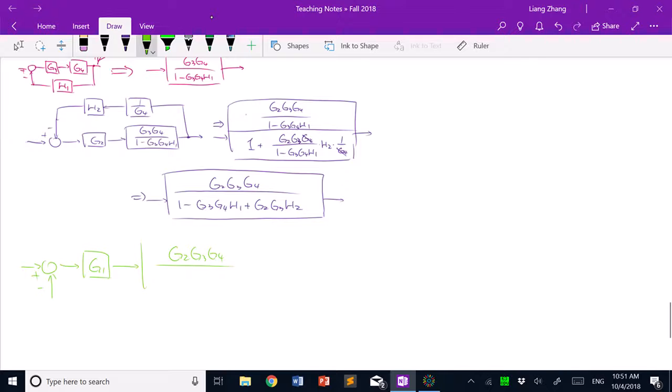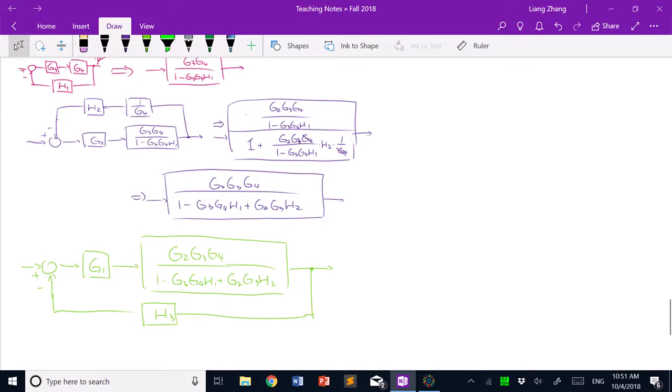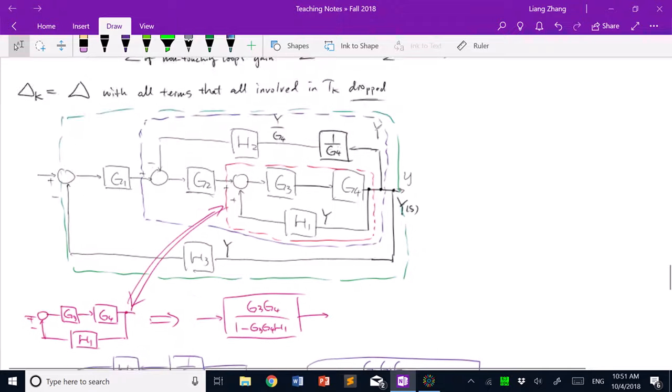Plus minus, we have G1 as the first block connected to this purple box, so I replace that with what we have above. This big one, G2, G3, G4, 1 minus. And then the loop comes back with H3. So this is still the original system. Okay. Still the original system.